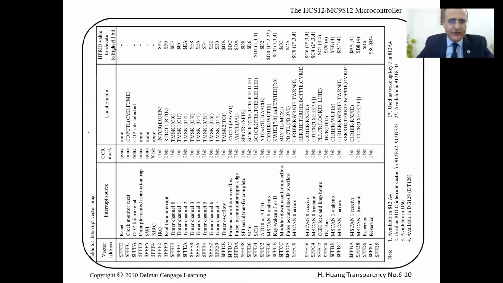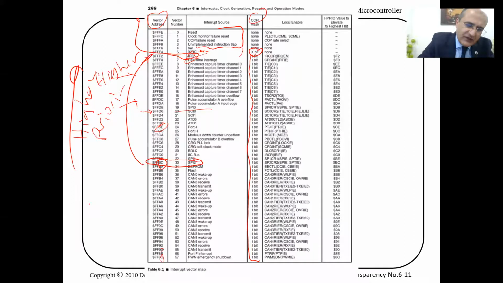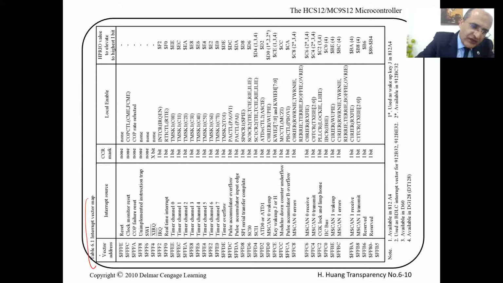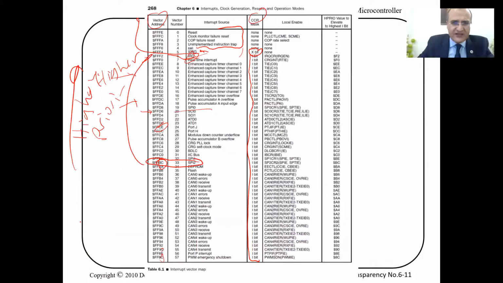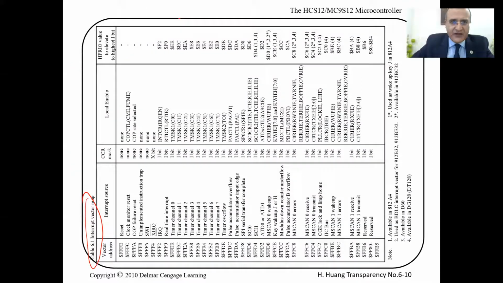Before we start with the first interrupt, I just wanted to show you this table. I took it from table 6.1 in the book, and I added a new slide. It is exactly the same table, but I took it from the data sheet because it has this second column, which is not here. Here we only have the vector address and the interrupt source.